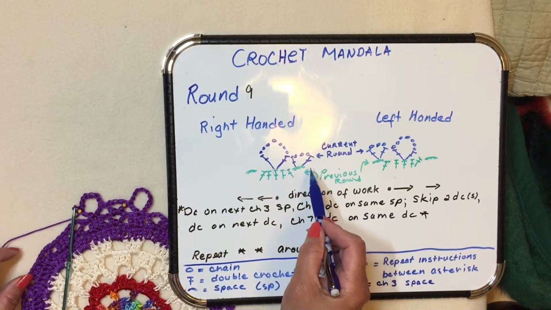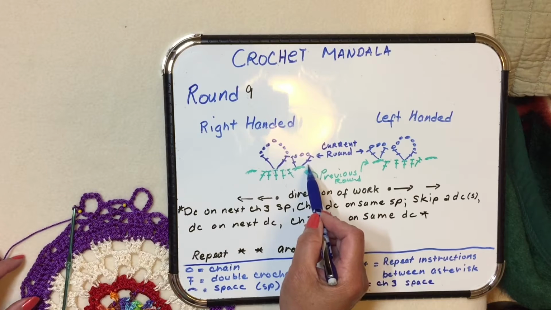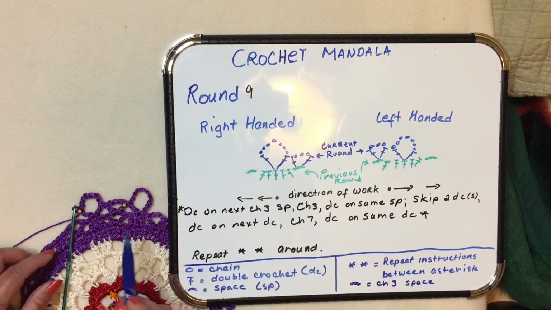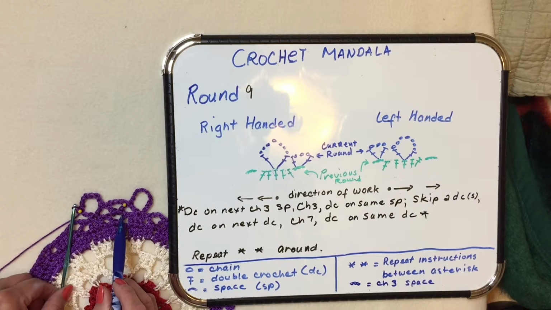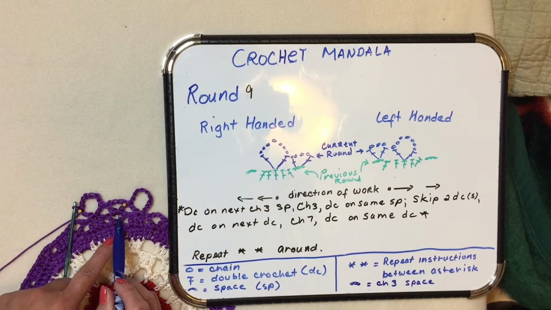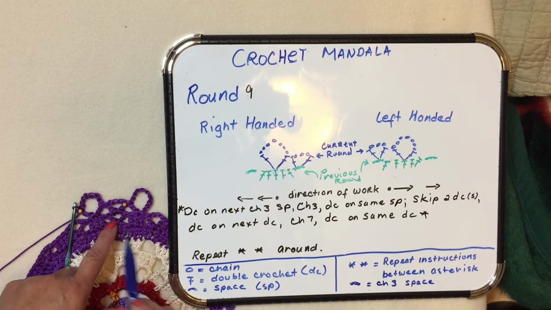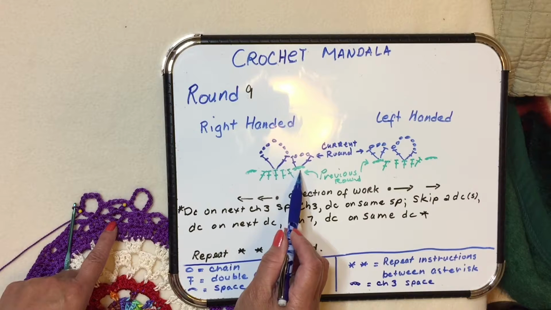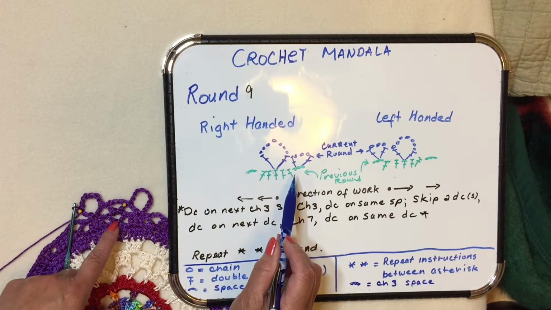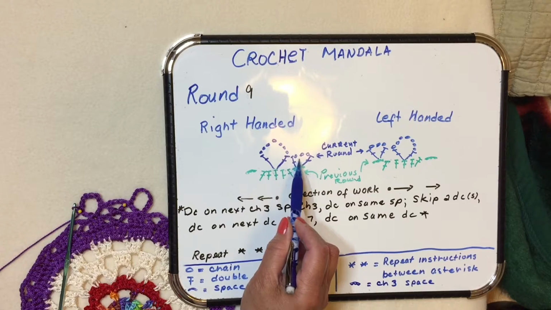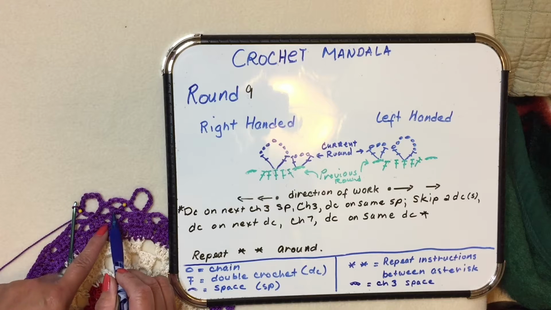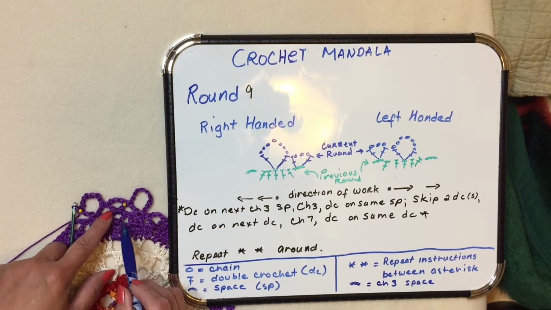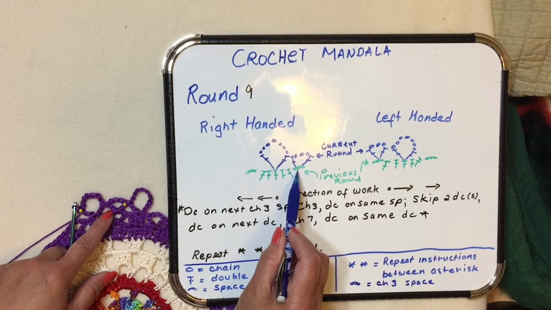So the repetitive design starts with this double crochet, which is marked by the pin on my actual work. I double crochet on the chain 3 space, as represented by this green chain 3 space. I chain 3, this one, and then double crochet on the same chain 3 space.